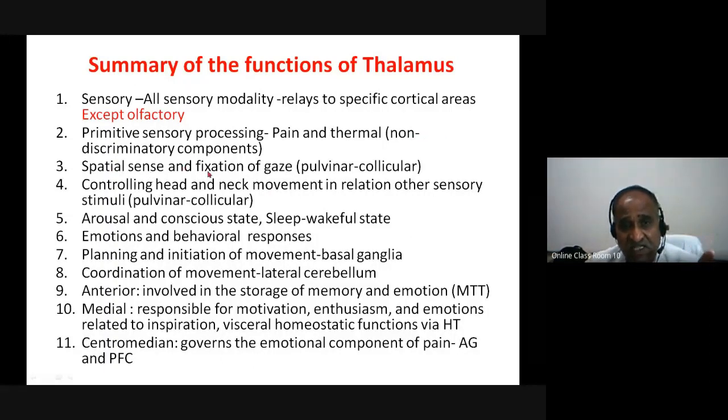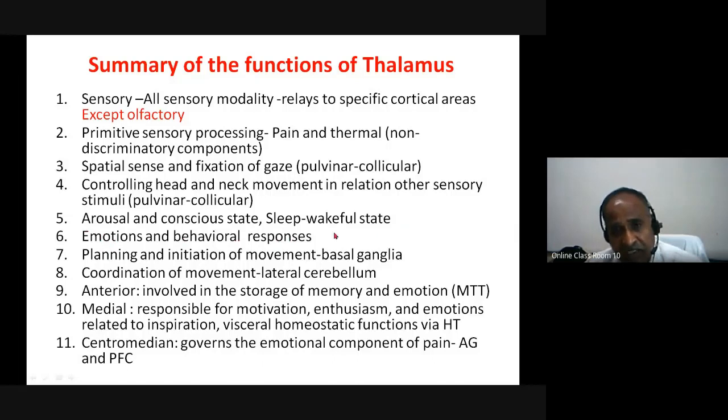Then spatial sense and fixation of gaze. The spatial sense is posture. The fixation of gaze is posture, head and neck movement in reference to a particular object. These are pulvinar and collicular functions. Controlling the head and neck movements in relation to other sensory stimuli is again a pulvinar and collicular function. Arousal and conscious state, that means the sleep-wake state, is from the internal medullary lamina and external medullary lamina and the reticular nucleus.